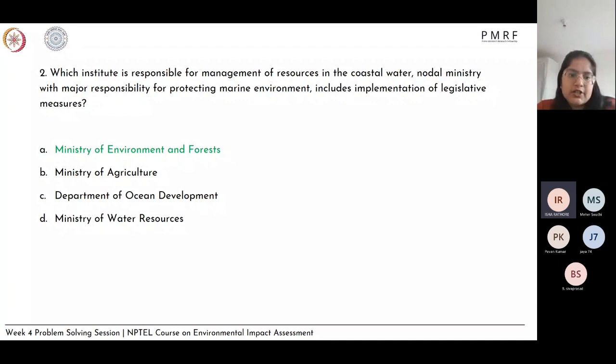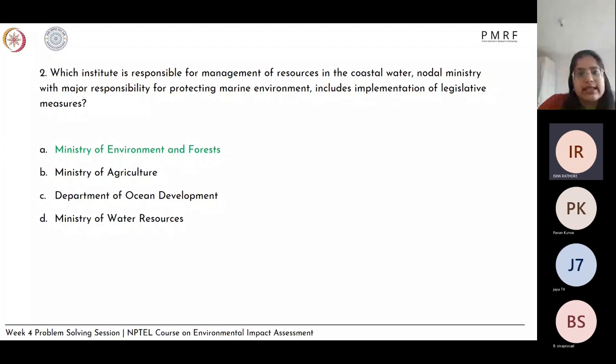Whereas the Ministry of Agriculture looks at fishery, aquaculture, and other things. The Department of Ocean Development looks at the ports and coastal line. The Ministry of Water Resources looks at efficient use of water resources. So the Ministry of Environment and Forests is the key ministry which looks at protecting the marine environment. So A was the correct answer.